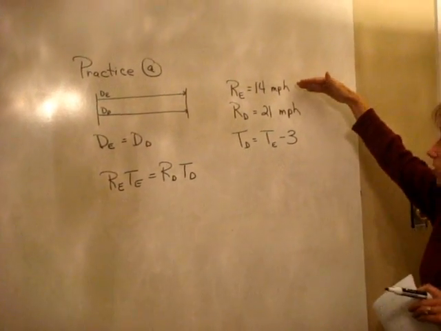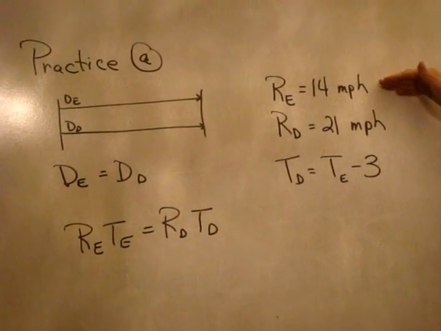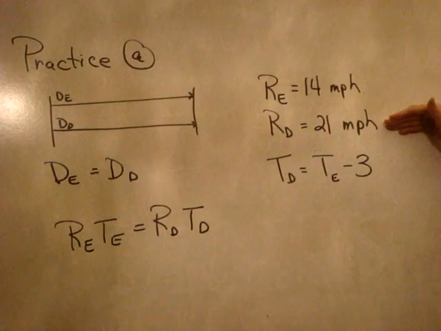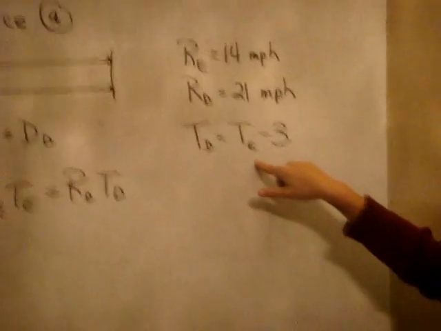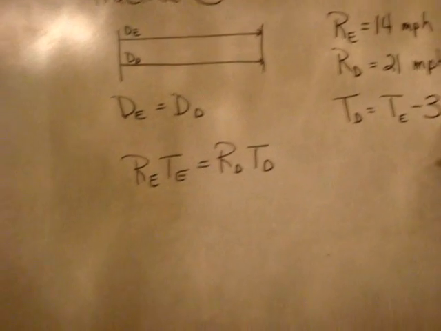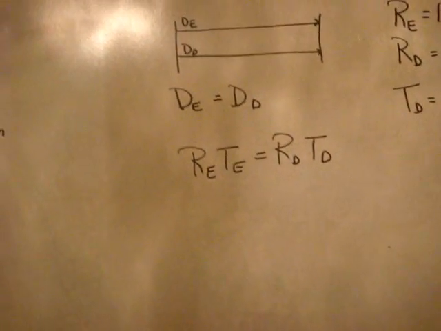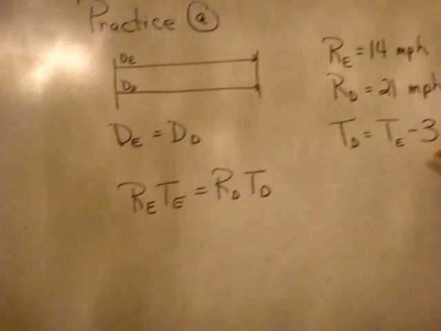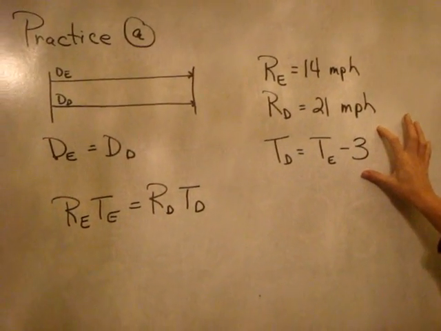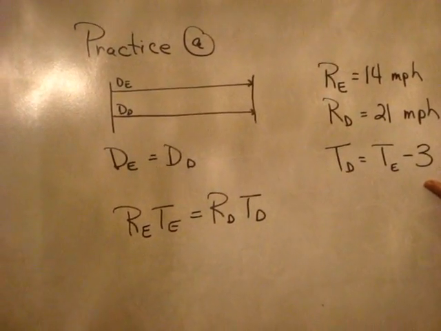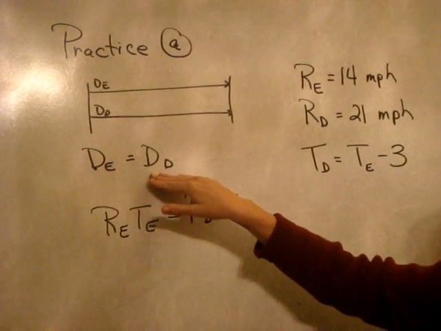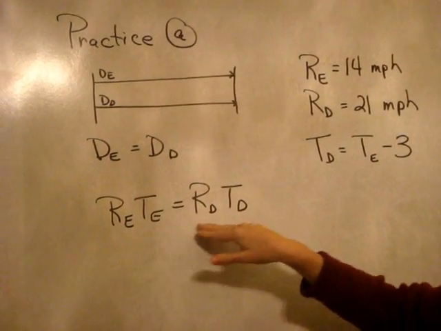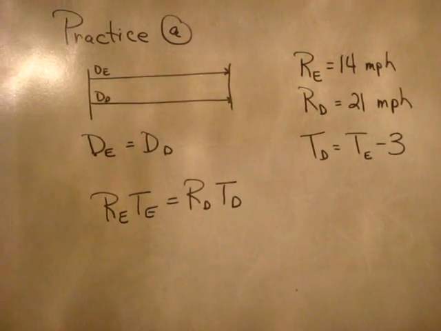So I just wrote everything here. The rate of Elvira is 14. The rate of David is 21. We know the time of David equals the time of Elvira minus 3. So this is the tricky part. Hopefully you got this part. Now we just need to plug everything in. We can set the distances equal, then we substitute rate times time, and then we plug in everything we know.